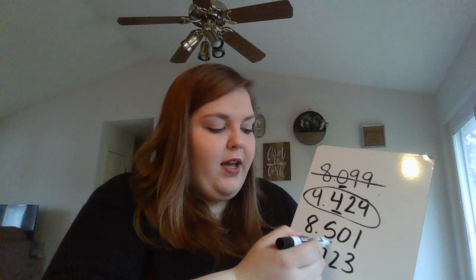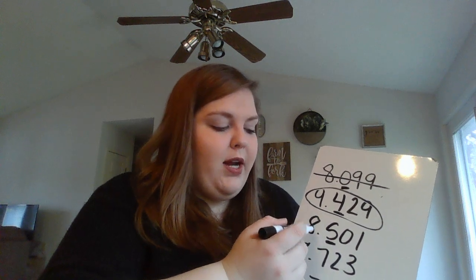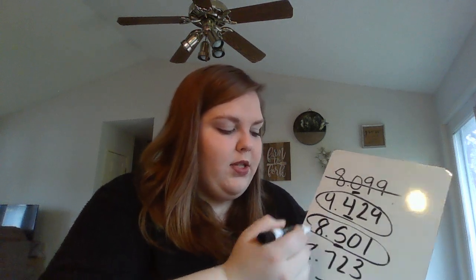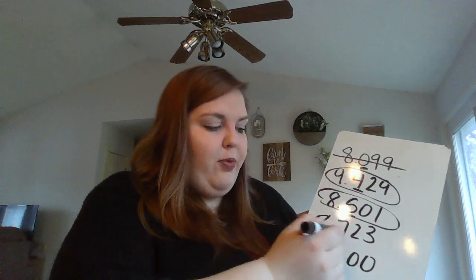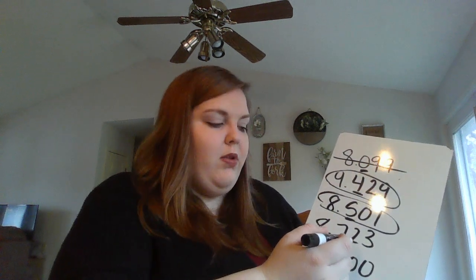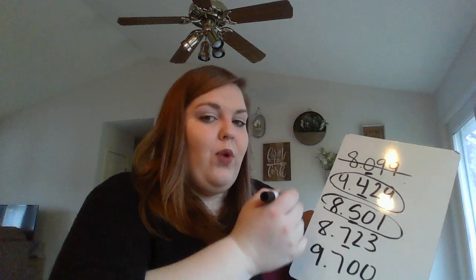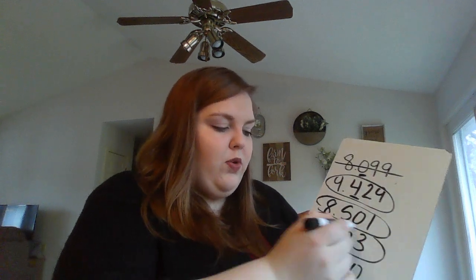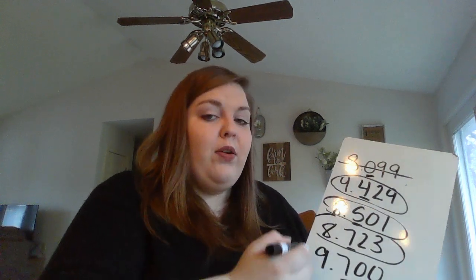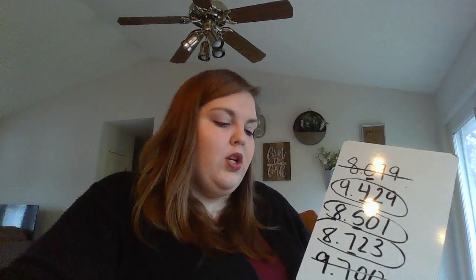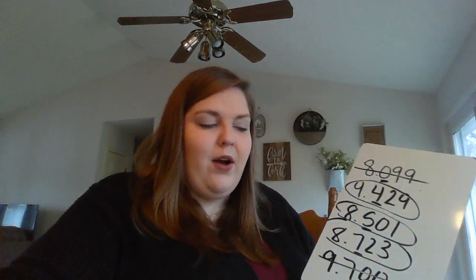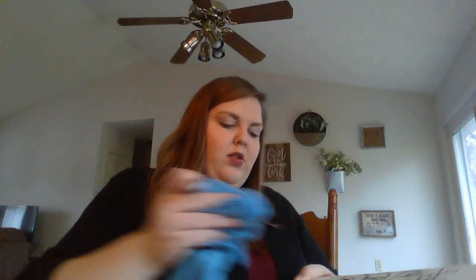8.501, the 5 rounds it up to a 9, and everything behind turns into a 0. So this is 9. 8.723, or 8 and 723 thousandths. This 7 rounds it up. So this one is correct. And this 7 would round it up to 10, so this is wrong. So B, C, and D are going to round to the nearest whole of 9.